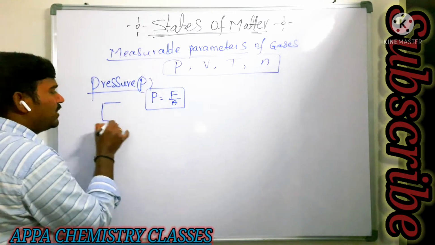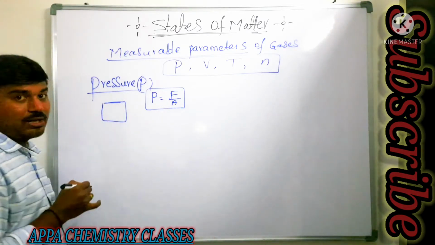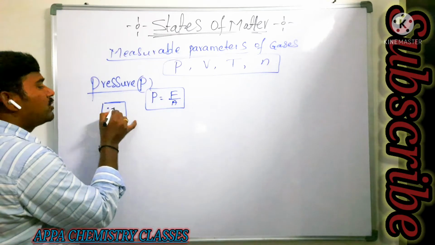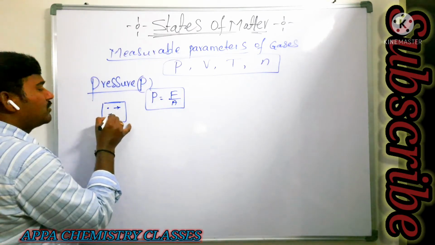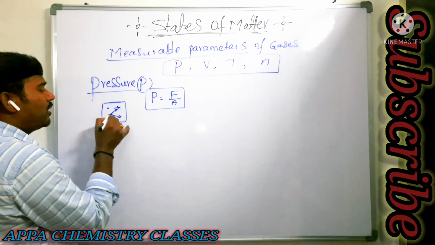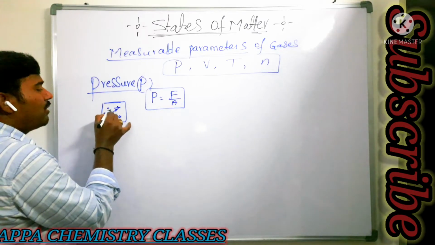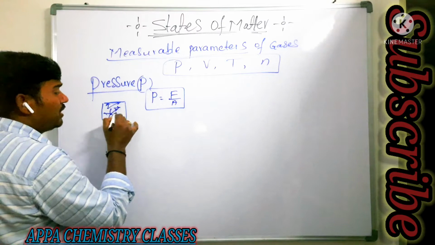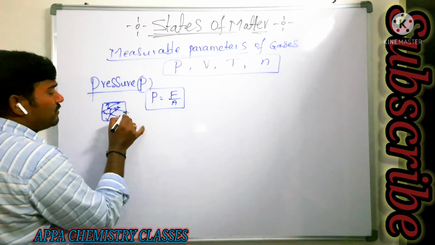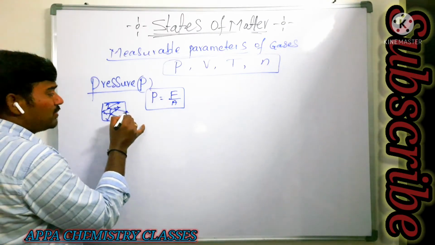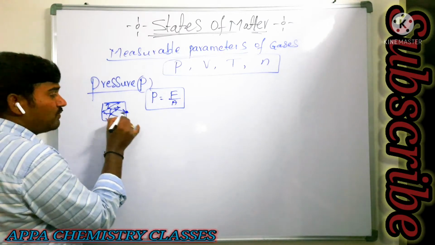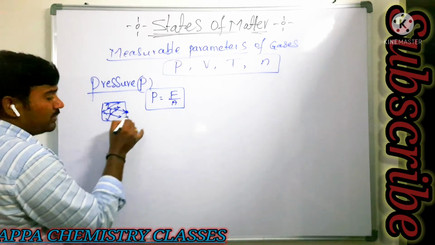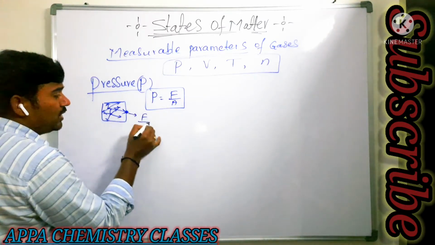Say, for example, if gas molecules are present in this container, the gas molecules will move in all directions. When they are moving in all directions, they will hit one another, and they will also collide with the walls of the container. When they collide with the walls of the container, they exert some force on it. So that is force per unit area.